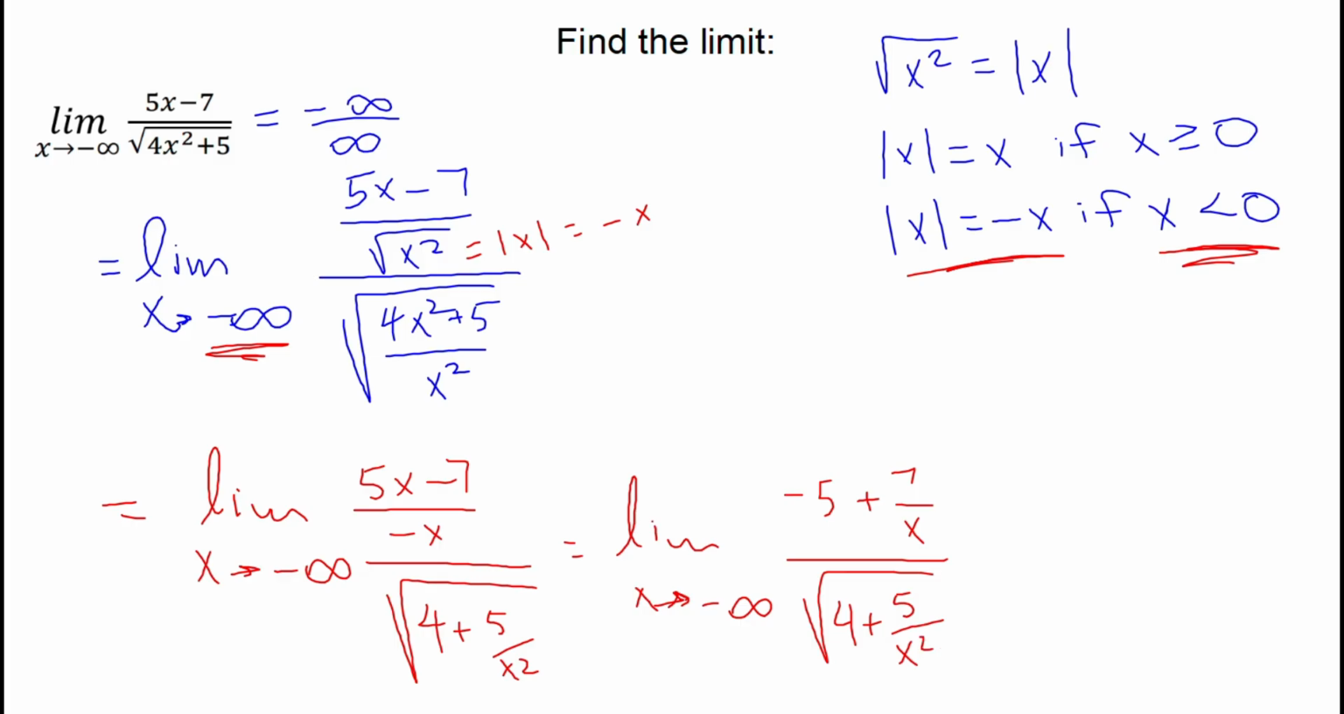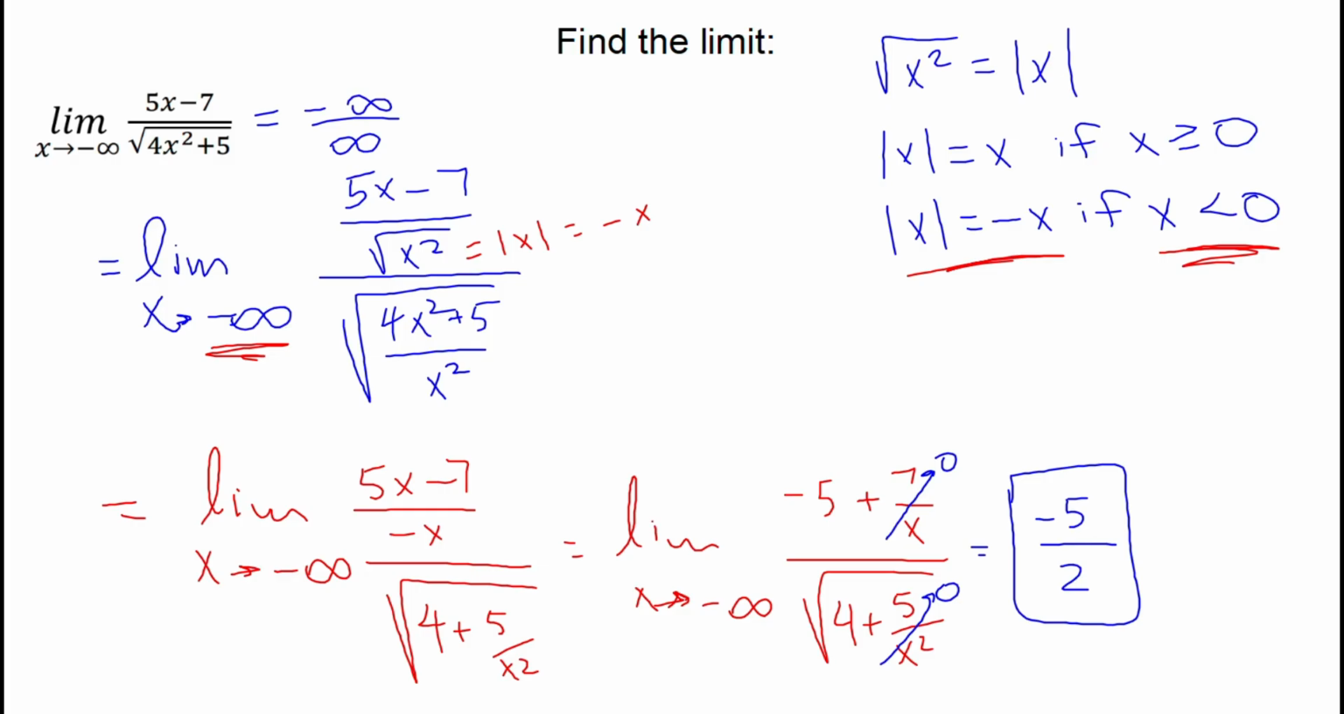And as x goes to negative infinity, 7 over x is like 0, and 5 over x squared is like 0. So this just becomes negative 5 over the square root of 4, which is negative 5 over 2. So be extra careful with these ones that involve square roots of x squared. I like to put those on the test, so I would definitely keep an eye on those.